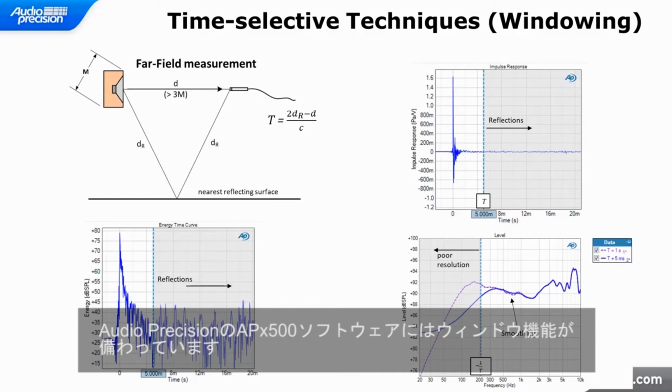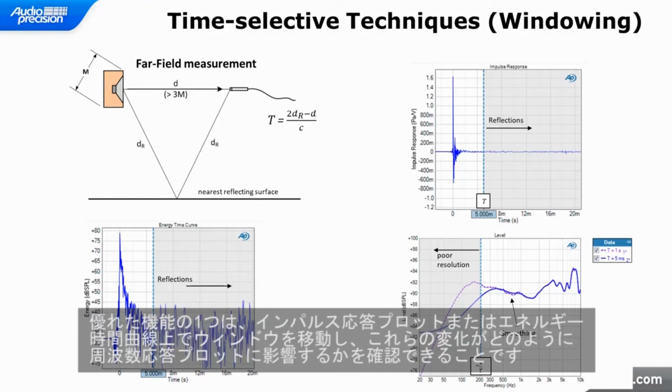Audio Precision APX measurement software includes windowing, and one of the nice features is that you can move the window on the impulse response plot or the energy time curve and watch how this change affects the frequency response plot.